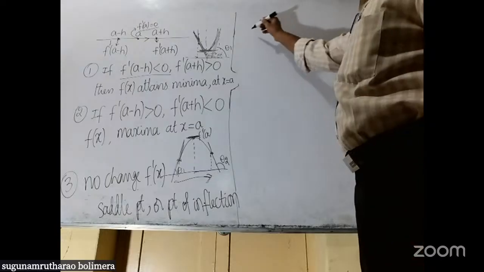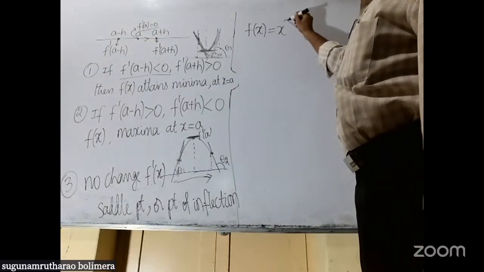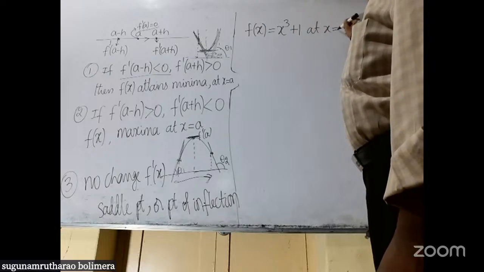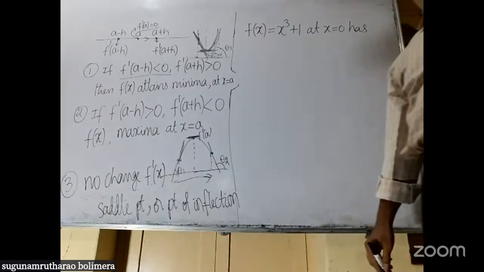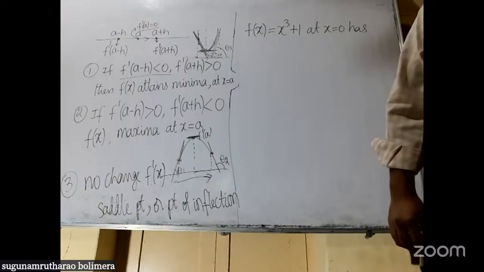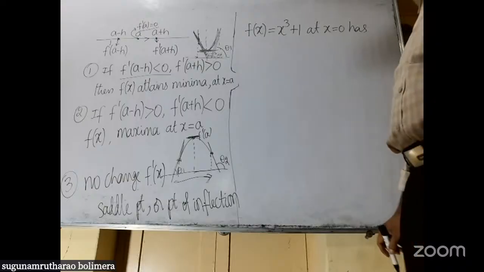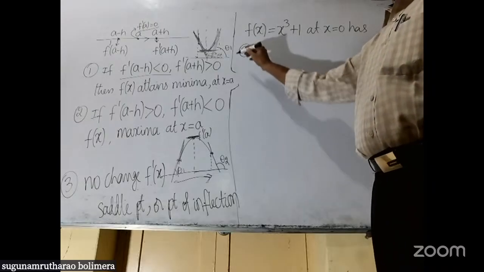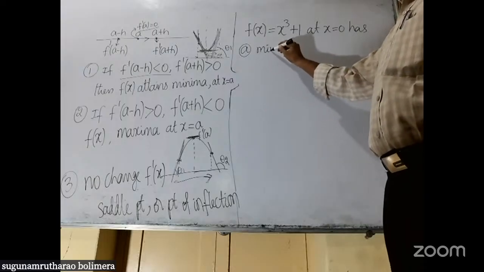The function f of x equals x cube plus 1, at x equals 0 has. Write down the options. Option A, minima.